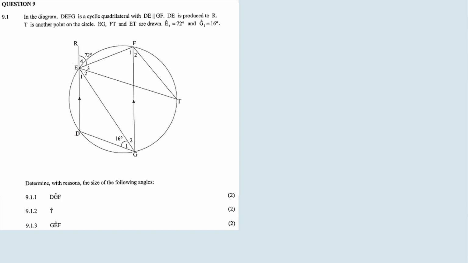9.1. In the diagram, DEFG is a cyclic quadrilateral with DE parallel to GF, and DE is produced to R. T is another point on the circle. EG, FT, and ET are drawn, and E4 is 72 degrees, and G1 is 16 degrees. So we are given parallel lines, DEFG is a cyclic quadrilateral, and E4 is given. G1 is also given. This is the most important information in the statement.